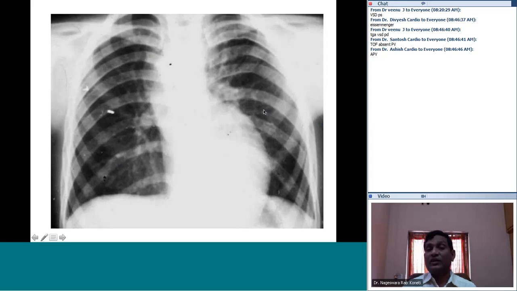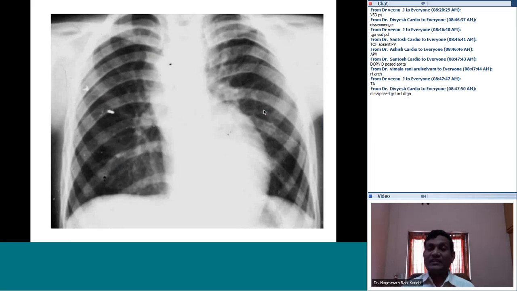So take a cyanotic congenital heart disease with reduced pulmonary blood flow. Clinically there is a long systolic murmur and a single second heart sound, and cyanosis is present. What is this X-ray? So somebody wrote right heart, somebody wrote something else. Who is that? Venu. Venu, correct, tricuspid atresia. Why did you say tricuspid atresia? What made you tell tricuspid atresia? It can be DORV, it can be tricuspid atresia.